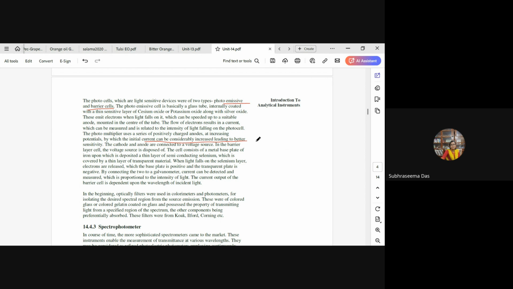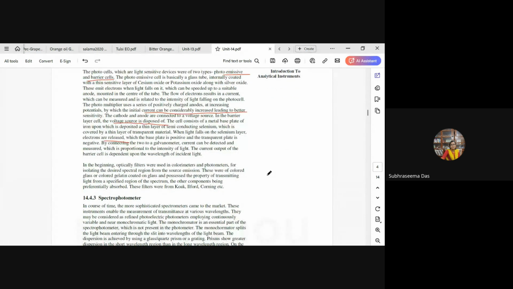In the barrier layer cell, the voltage source is dispensed with. The cell consists of a metal base plate of iron over which a thin layer of selenium is deposited. This is covered by a transparent material. When light falls on the selenium layer, electrons are released, so the base plate is positive and the transparent plate is negative. When we connect it to a galvanometer, the current detected is proportional to the intensity of the light falling onto it.